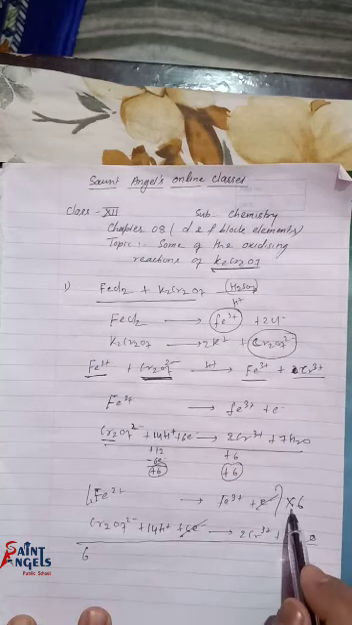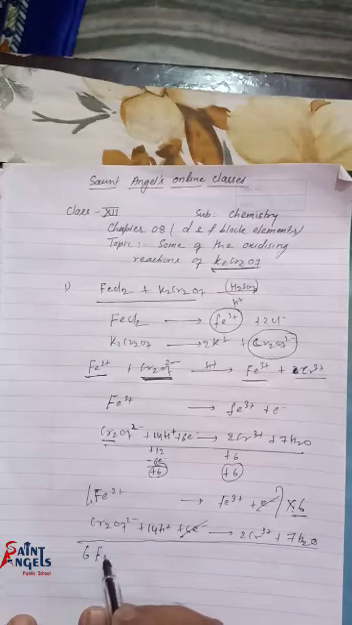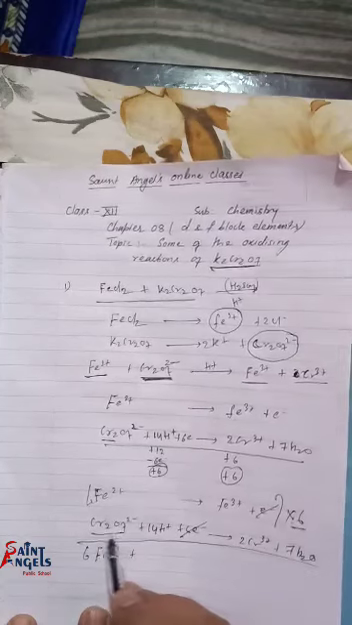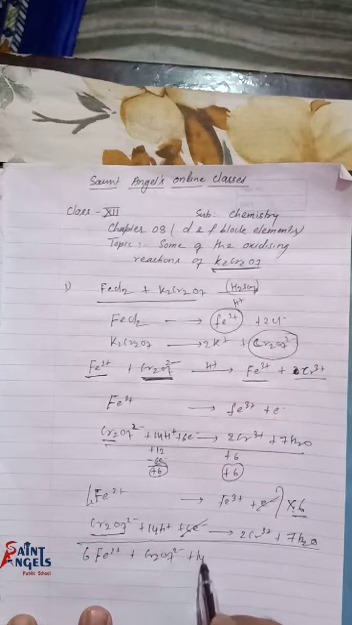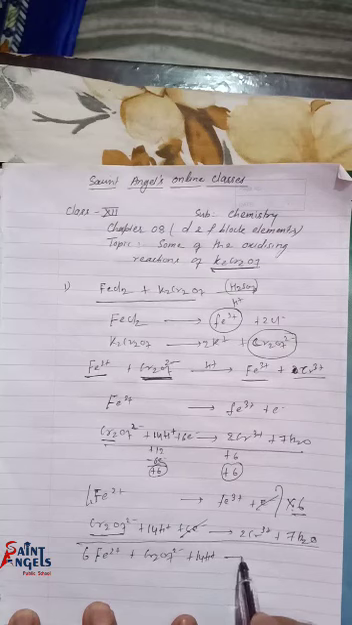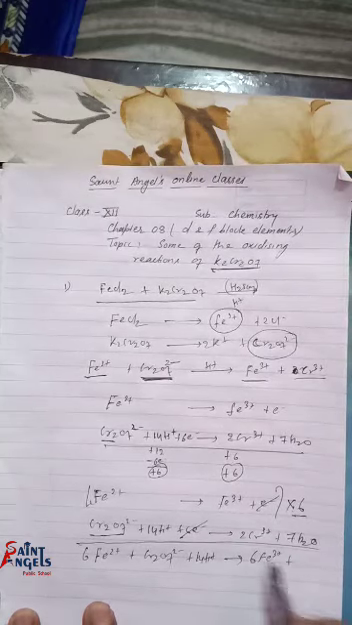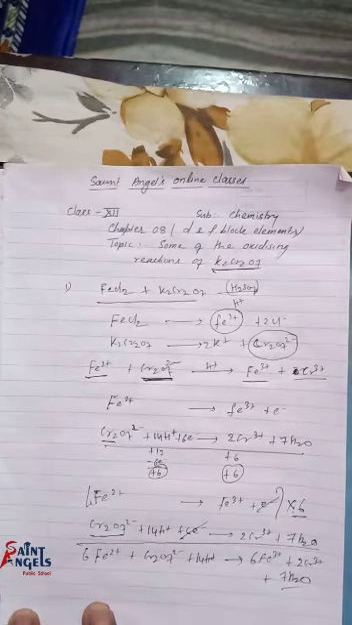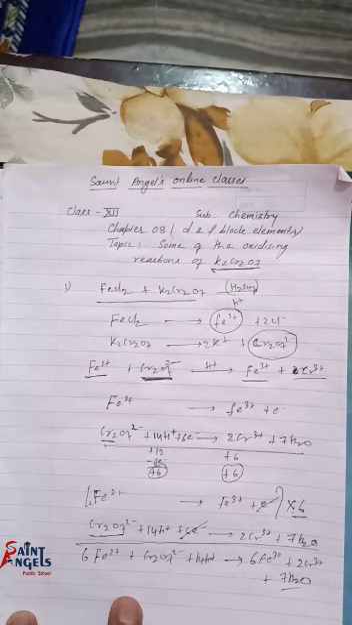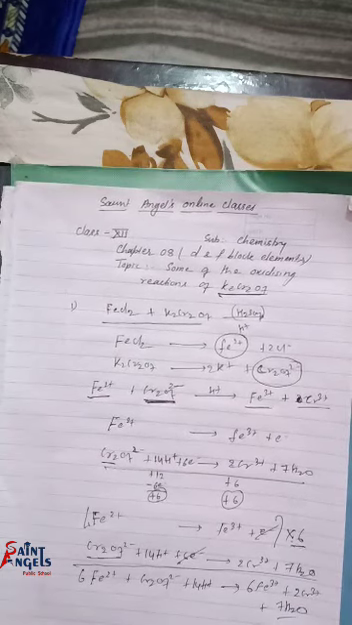So this will be 6Fe2+ and then only one Cr2O7 2- plus 14H+, and it will give 6Fe3+ and 2Cr3+ plus 7H2O. So in this way you have to solve different types of questions regarding the oxidizing behavior of K2Cr2O7.